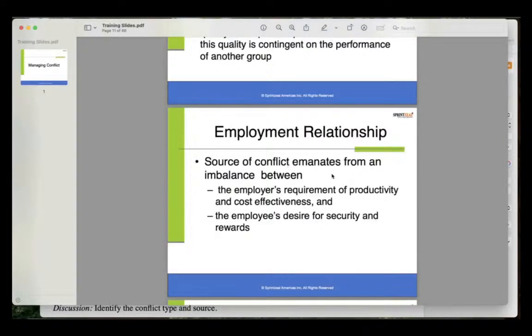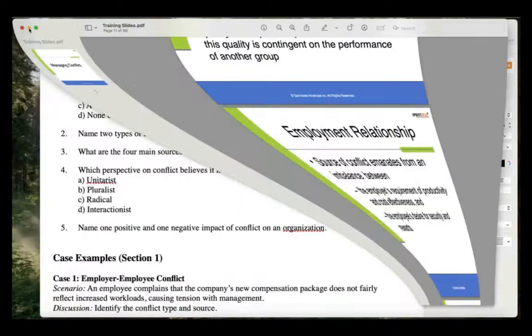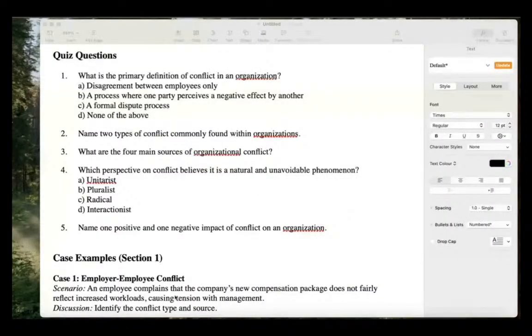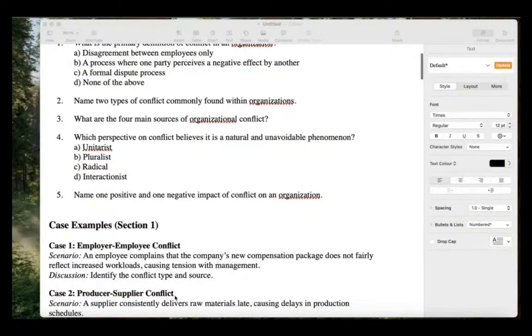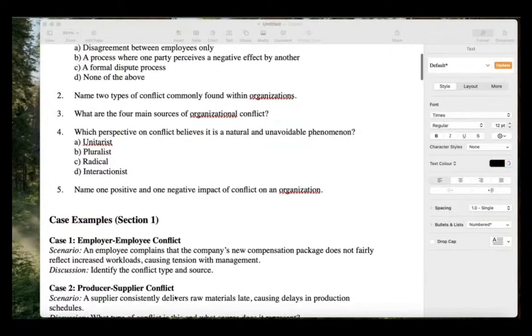The source of conflict emanates from an imbalance between the employer's requirement of productivity and cost effectiveness and the employees' desire for security and rewards. In the case scenario that we have seen, there is an imbalance, right? The same thing is happening here, correct? So now the conflict type and source are clear for you, or do you have any doubt in that? Yeah, it's clear, right?